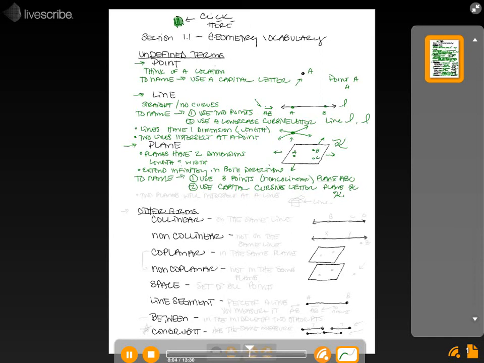And planes, you need to have 3 points that aren't on the same line with the word plane out in front, or you can just use a cursive capital letter. That's really important that you understand those 3 things. Okay, those 3 ways to name those terms. We have one other bullet point for a plane. 2 planes will intersect at a line.